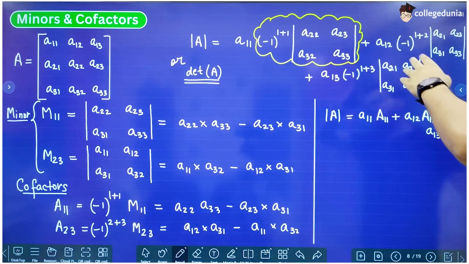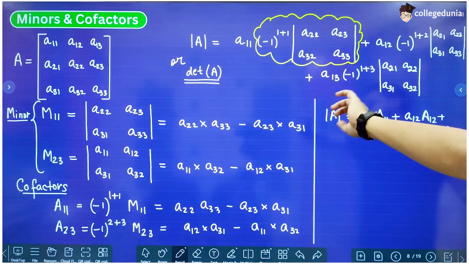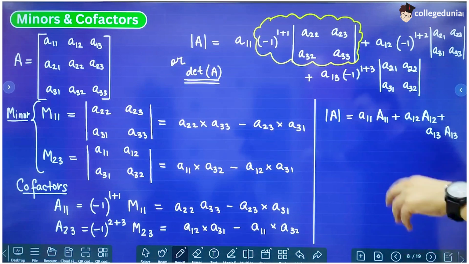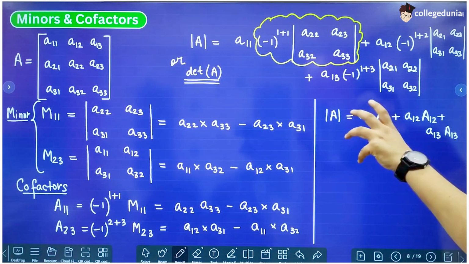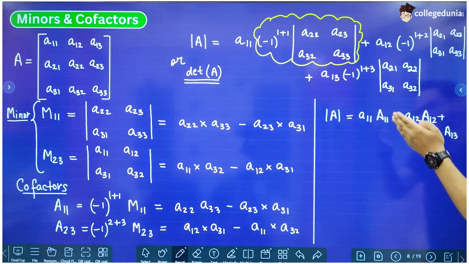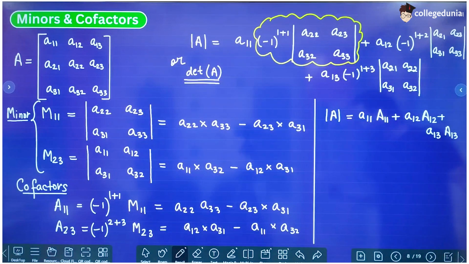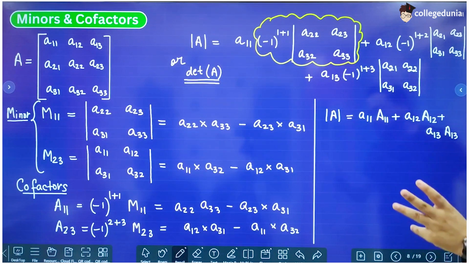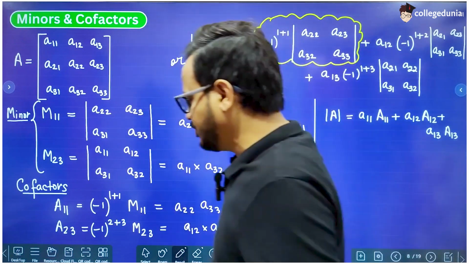We calculated the determinant using this technique, but we did not know that these things are called minors and cofactors. But now we know that these are called cofactors, so we can simply say that just multiply every element of any row or column with its cofactor and add all of them together. You will get the determinant value of the matrix.